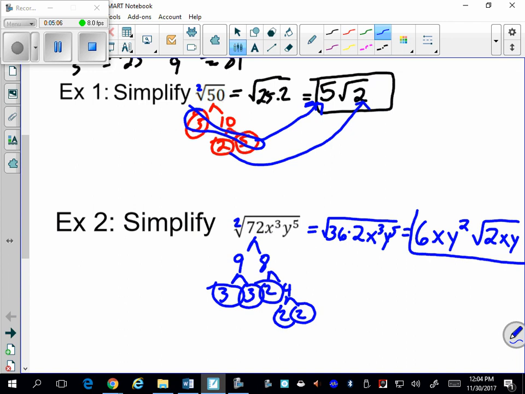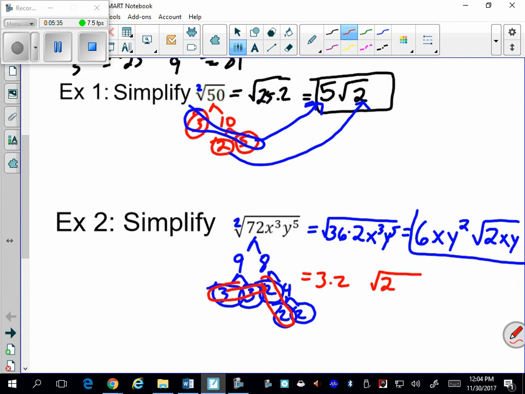And then, so we're looking for pairs. Because it's a square root, a pair of 3's comes out, and a pair of 2's. Doesn't matter which ones you circle. So that would go on the outside, so we'd have 3 times 2 on the outside from the pairs. And on the inside, a 2 would be on the inside.